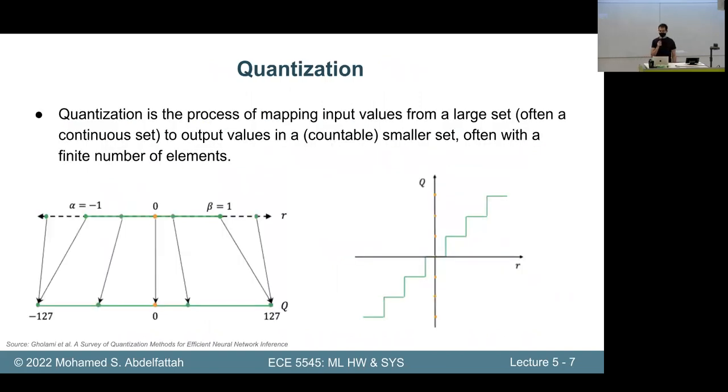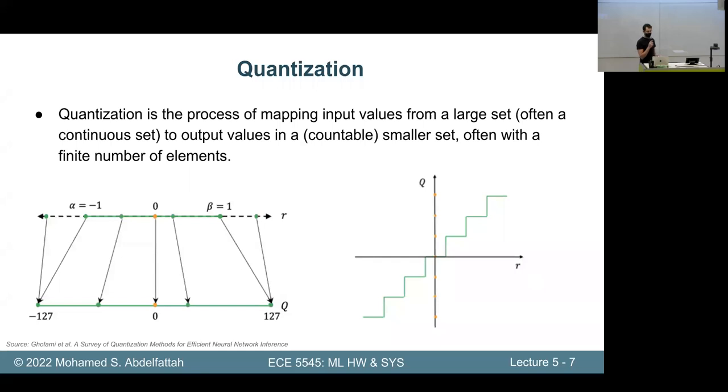Okay, so what is quantization? I copied this from Wikipedia. So basically, quantization is the process of mapping input values from a large set to a small set. That large set is often continuous, so something like real numbers. So real numbers are continuous, have infinite precision. And then you're mapping it to a countable smaller set, like int8 numbers, which has exactly 256 values that it can assume. And so how do you do that mapping?